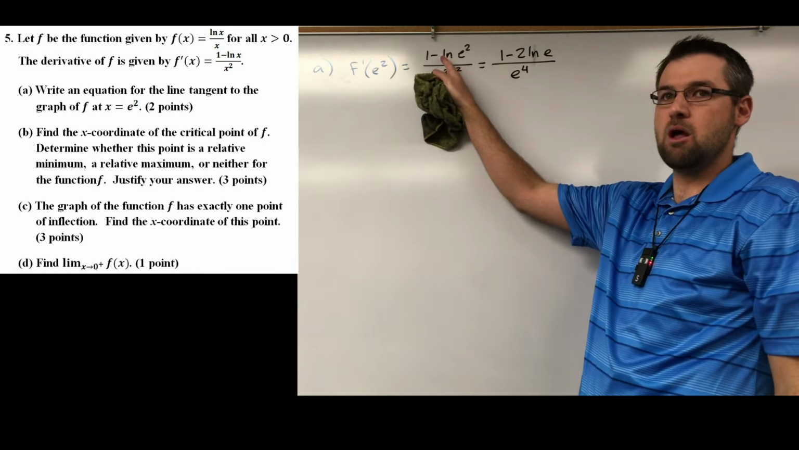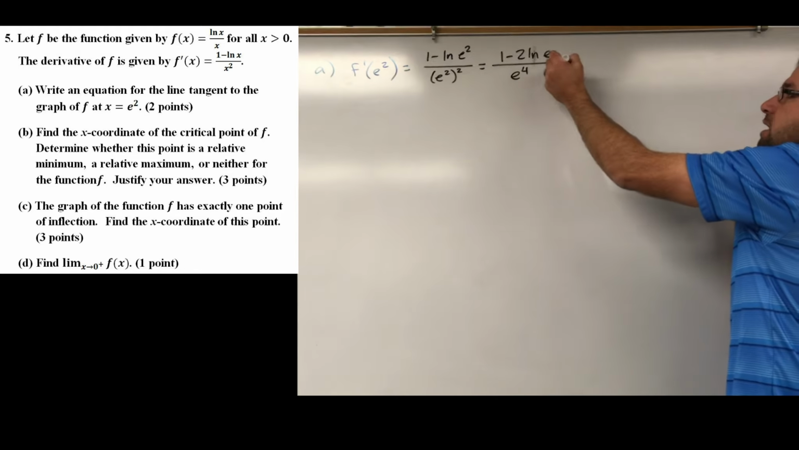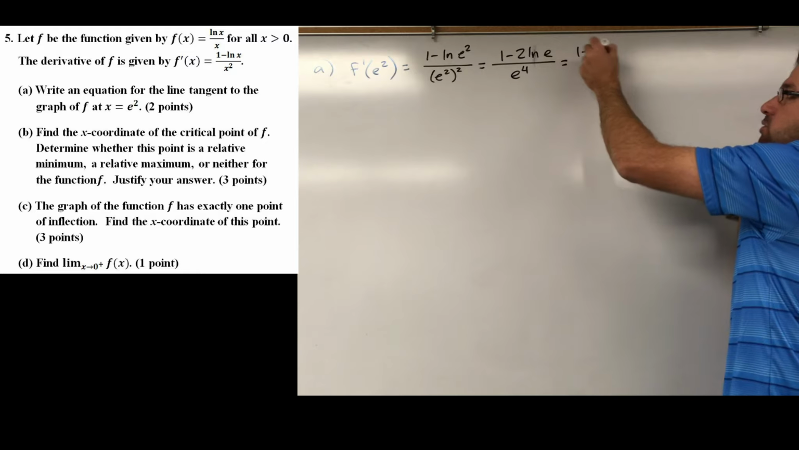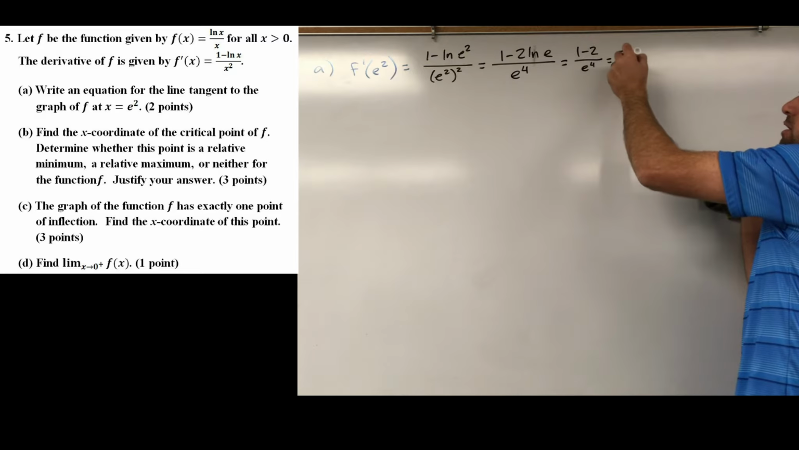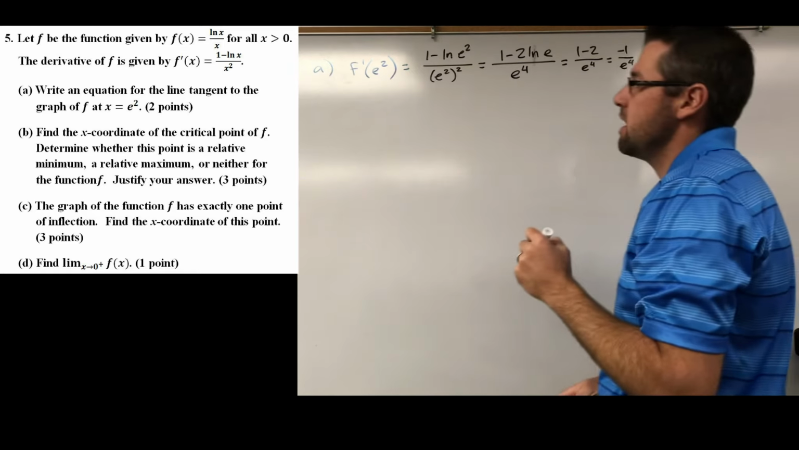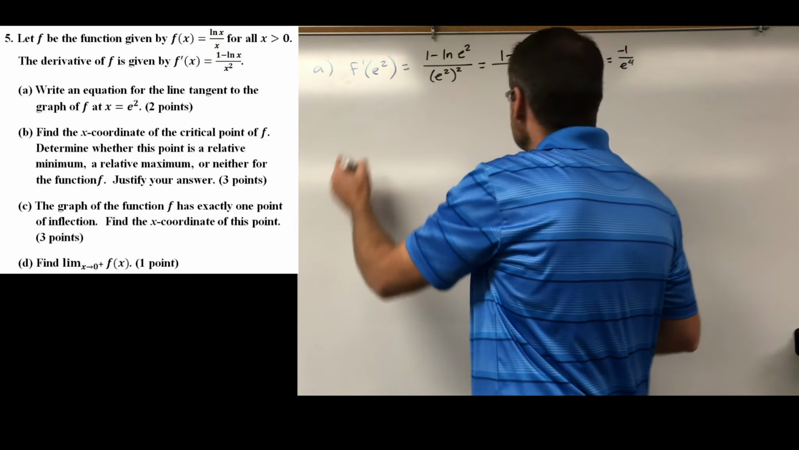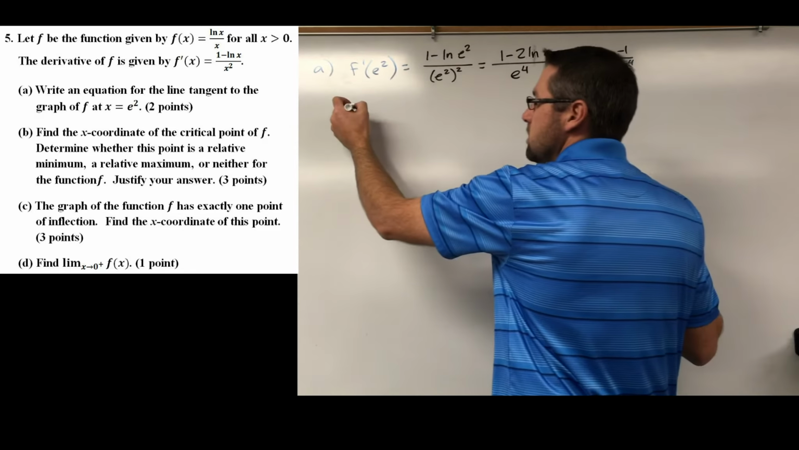Remember, on log functions, the exponent can go to the front, right? And then natural log of e is just 1, so 1 minus 2 over e to the 4th, which is negative 1 over e to the 4th. So that's my slope. And it's a constant, isn't it? That's a number, right? Okay, so nothing weird about that.